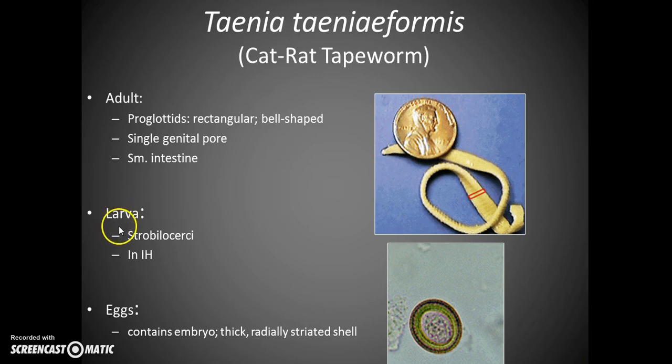So the larval stage is known as the strobilocercus. They kind of look like little cysts, and you'll see this in just a minute. You can find the strobilocerci in the intermediate host as well. Now, the eggs, we call Taenia eggs typical of taeniid eggs. And what we mean by that is that there is an embryo in the center of the ova, and there's an outer shell that is thick and radially striated. So when we say radially striated shell, it almost looks like rays of sunshine around the entire shell, and that's what we mean by radially striated.